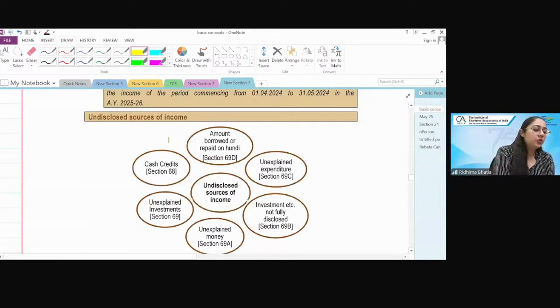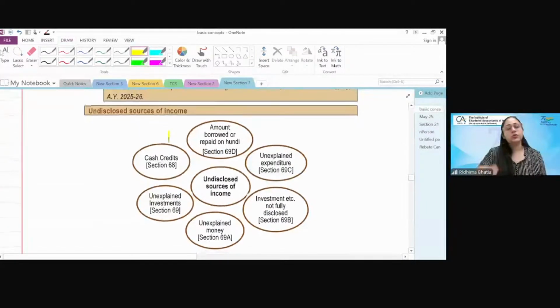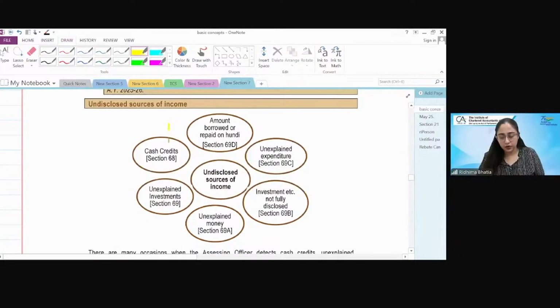Now we come to the last topic, which is undisclosed sources of income. This particular topic is actually a power of the AO, the assessing officer. No one personally would come and tell them by themselves. Generally, these things come into the picture when scrutiny assessment is going on. Remember the scrutiny assessment I told you about? When detailed analysis of your return is going on, at that time such things come out.